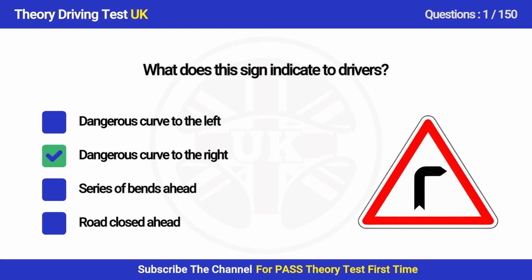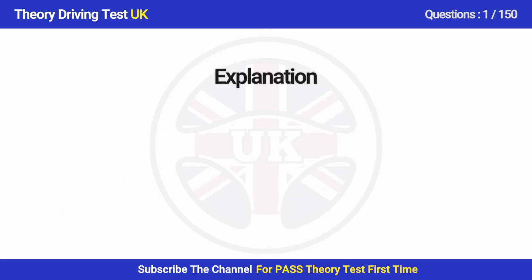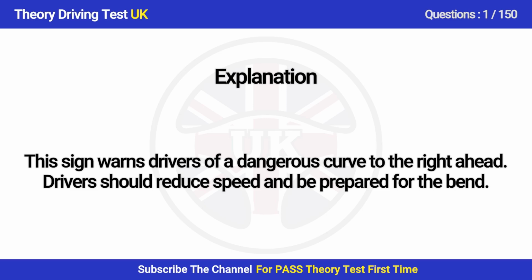Answer is B. Dangerous curve to the right. This sign warns drivers of a dangerous curve to the right ahead. Drivers should reduce speed and be prepared for the bend.